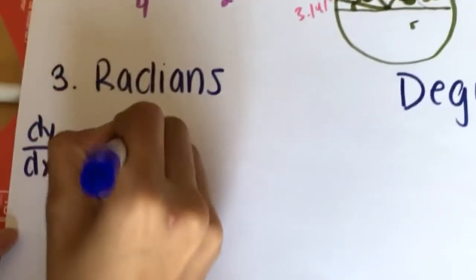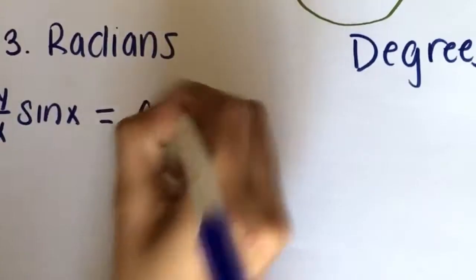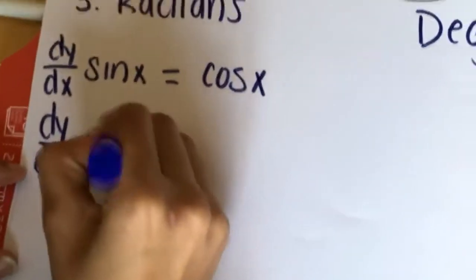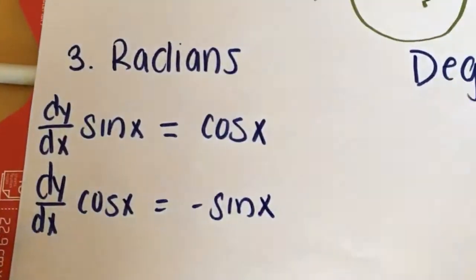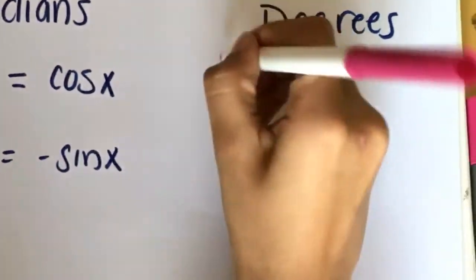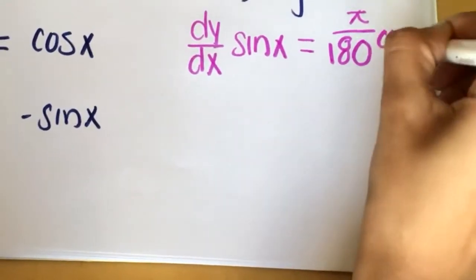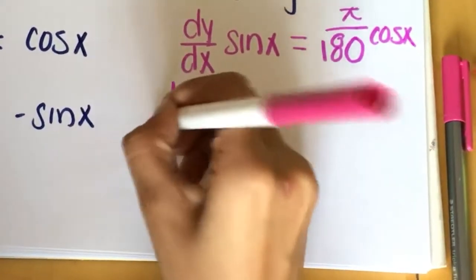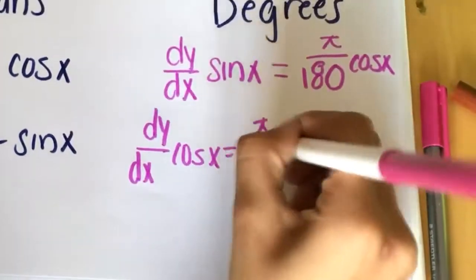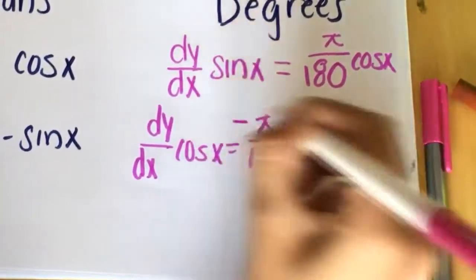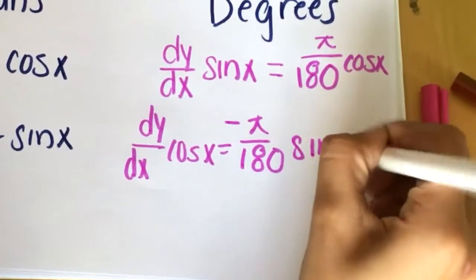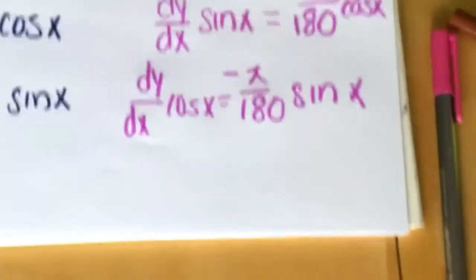For example, take trig derivatives. The derivative of sine is cos, and the derivative of cos is negative sine. However, if you use degrees, the derivative of sine is pi over 180 cos, and if you take the derivative of cos in degrees, you get negative pi over 180 sine. And it all looks very ugly.